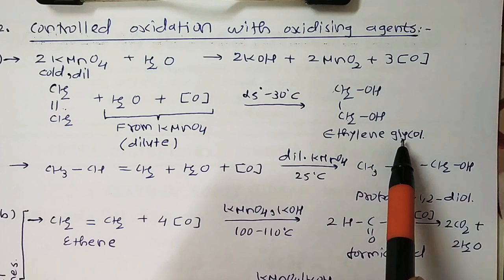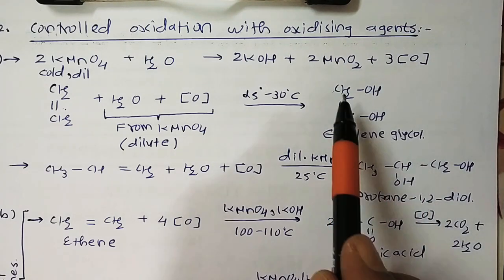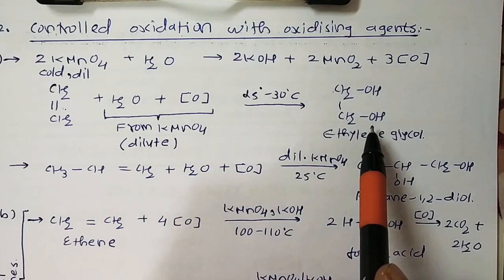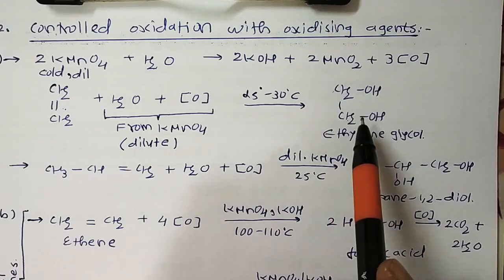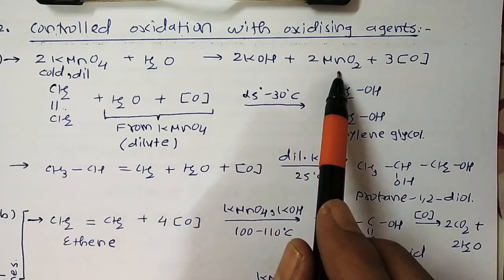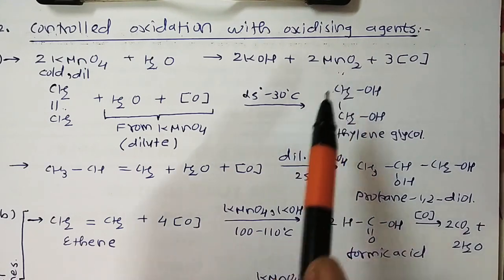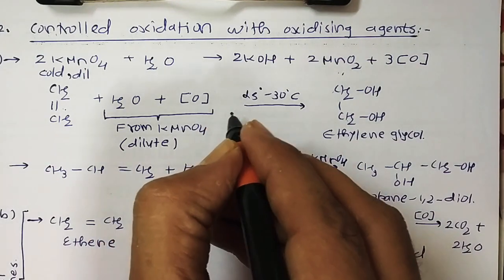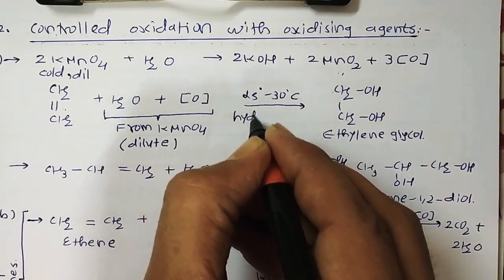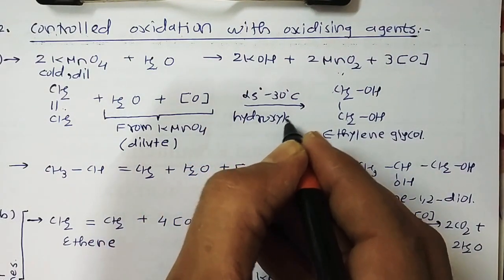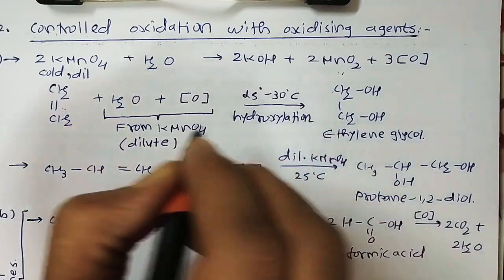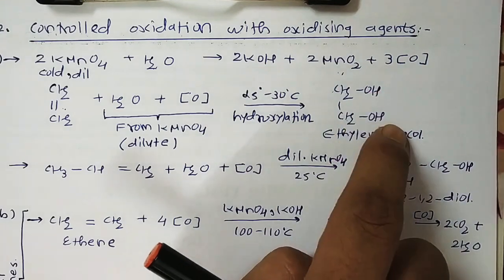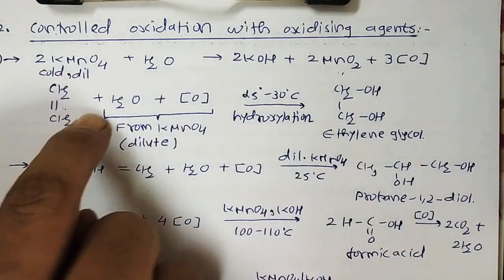The name of this compound, PET name, is ethylene glycol. IUPAC nomenclature of this particular compound is ethane-1,2-diol. So KMnO4 itself is reduced, and it is reduced into what? MnO2. These reactions are sometimes called hydroxylation reactions. In this process, two hydroxyl groups are added across the double bond.